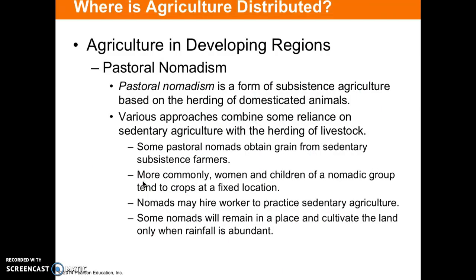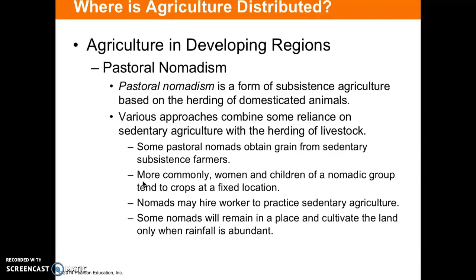Pastoral nomadism is a form of subsistence agriculture that's based on the herding of domesticated animals. There's lots of different approaches, and many of them combine reliance on some type of sedentary agriculture with the herding of livestock. But these were traditionally people who were nomadic or practiced transhumance. So some of them get grain from sedentary farmers. Some of them are less nomadic than they used to be and might grow their own grain today.